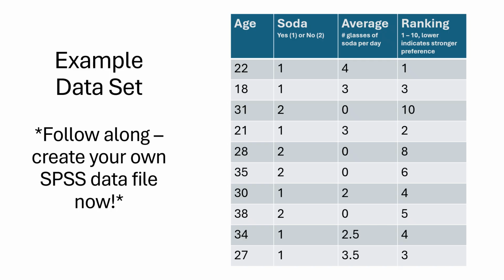So here's our example data set. I already have this in SPSS. Now for a Pearson's R correlation, we're going to be looking at the relationship between age and average number of sodas drank per day, so just the first and the third columns. If you don't already have this in SPSS, you will want to pause this lecture video and create your SPSS data file.